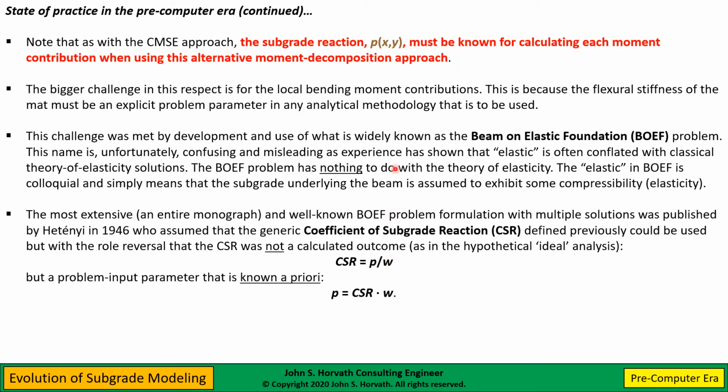When we use the beam on elastic foundation solutions or something similar to that, this now becomes a known input parameter. We have to know this in order to be able to calculate settlements and the subgrade reaction P. And again, I keep emphasizing this because, in my opinion, it can't be emphasized enough. In the pre-computer era, one had to assume, no matter what analytical approach you use, that you knew the subgrade reaction. One way or another, you had to assume that you knew it.